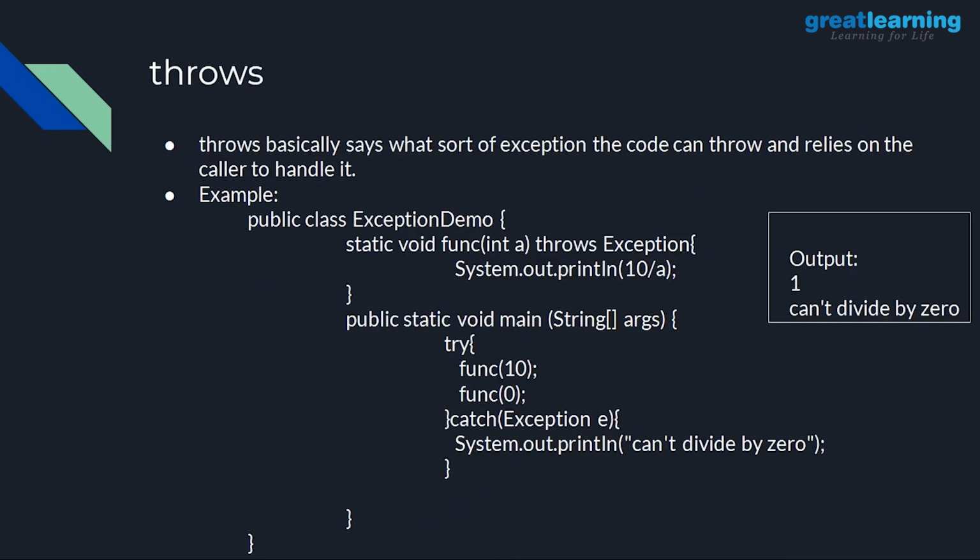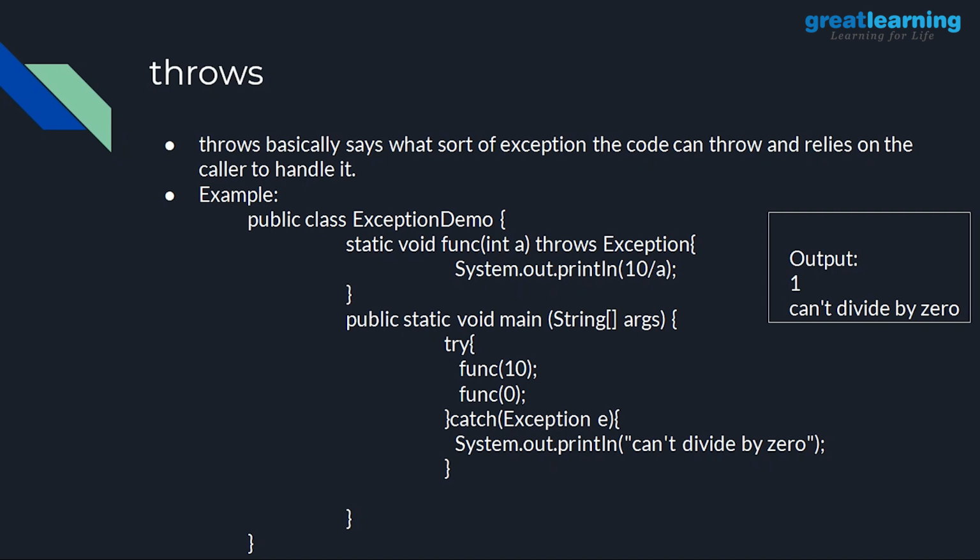Now finally we will talk about throws. So throws basically says what sort of exception the code can throw and relies on the caller to handle it. So here we are not explicitly throwing an exception, rather it is upon the caller that handles the exception. For example, here what we have written, try function, then we call the function and we pass the argument 10 in it, right? So once the function has been called, in A there will be 10 first, then the system will give 10 divided by 10, right? There is no exception. So no exception is thrown by the function that has been defined.